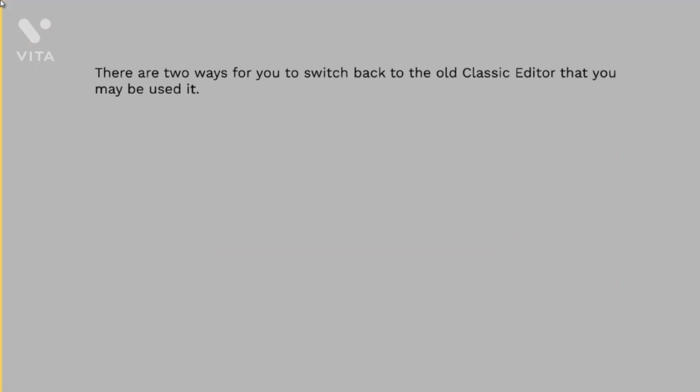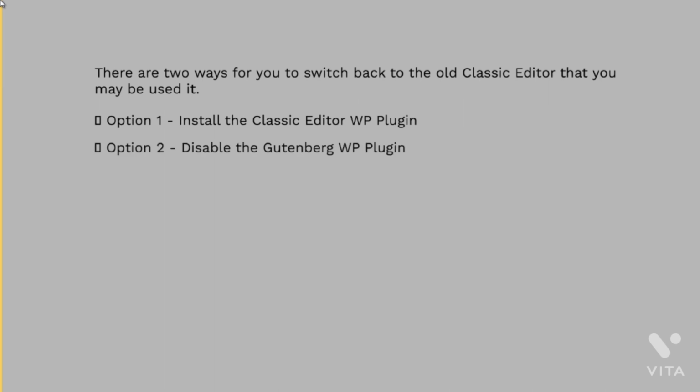There are two ways for you to switch back to the old classic editor that you may be used to. Option one is to install the classic editor WordPress plugin. And option two, you can disable the Gutenberg WordPress plugin. Now, bear in mind that option one is what most of you are going to implement.